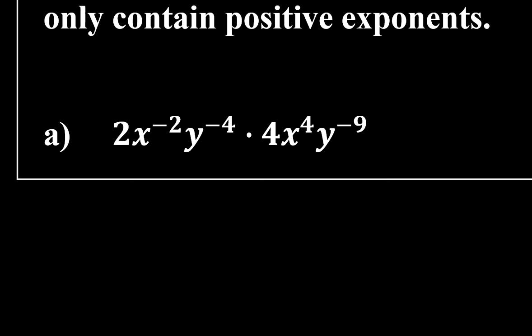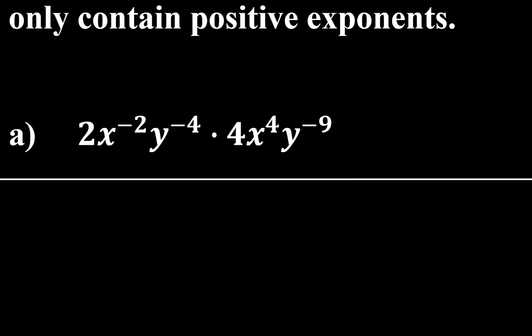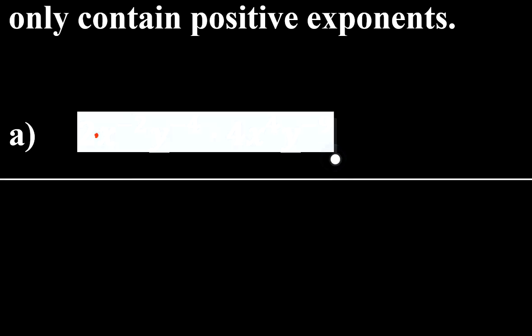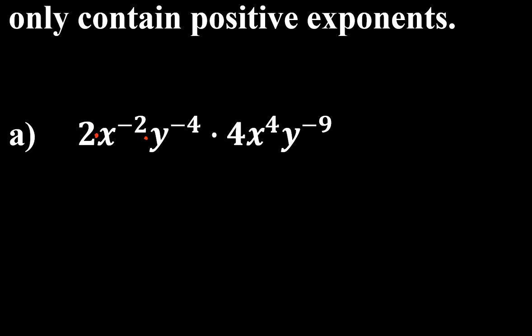Oh, now I'm recording. I think I'm going to take a slightly different tack today. I'm going to look at this, and I want to see each one of these as individual products. So it's 2 times something, right? There's no parentheses here. So it's 2 times an x to the negative second, and then times a y to the negative fourth, and then times a 4, and then times an x to the fourth, and then times a y to the negative ninth.